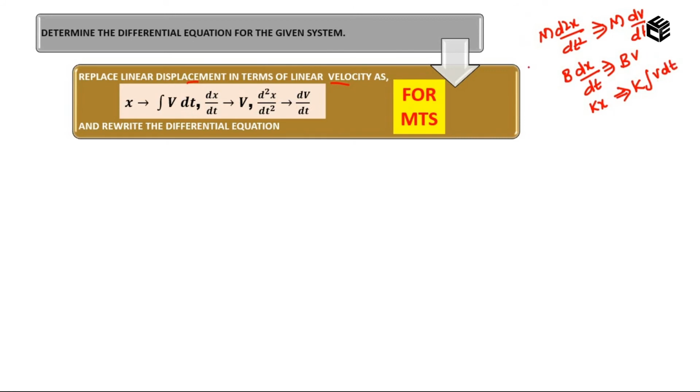So I am going to replace the displacement equations in terms of velocity equations, since we know the basic expression for velocity is the rate of change of displacement and acceleration is the rate of change of velocity. This is for mechanical translational system. That is the important note.